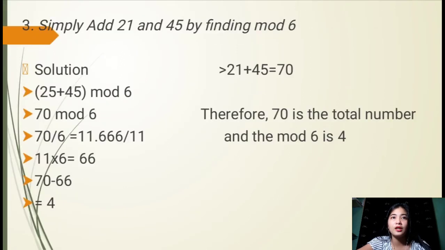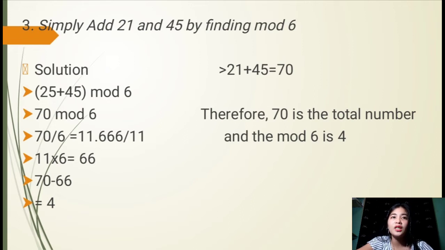Number 3. Simply add 25 and 45 by finding mod 6. Now let's solve number 3. The given numbers were 25 and 45, and we will find the mod 6. 25 plus 45 mod 6 is the given expression. So 25 plus 45 is equal to 70, and just copy the mod 6.